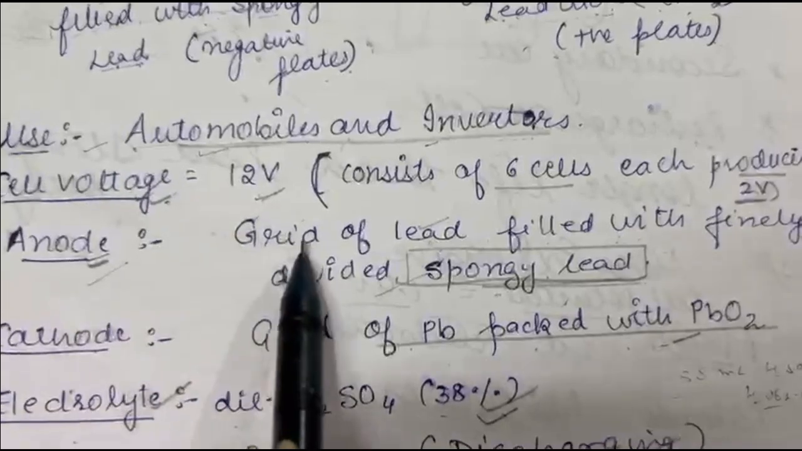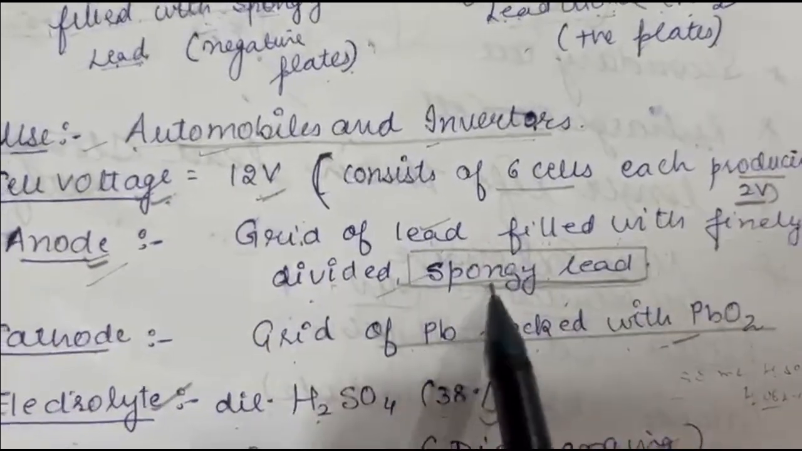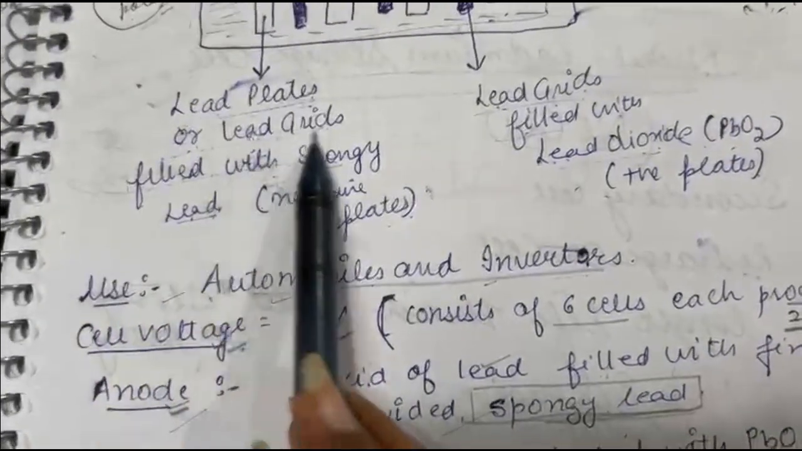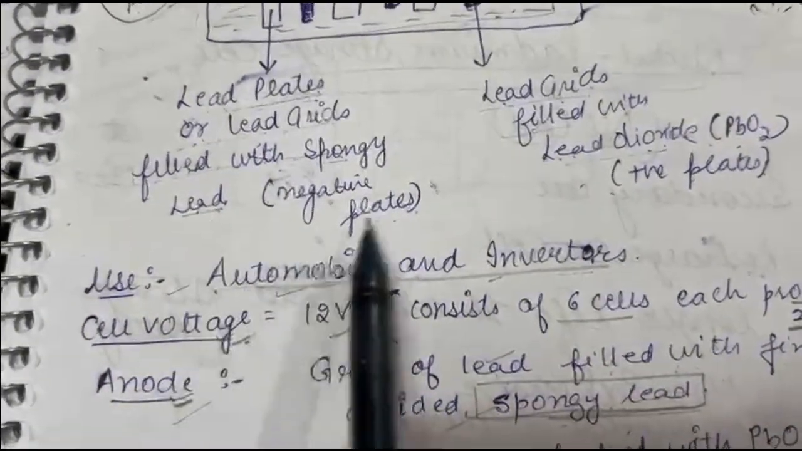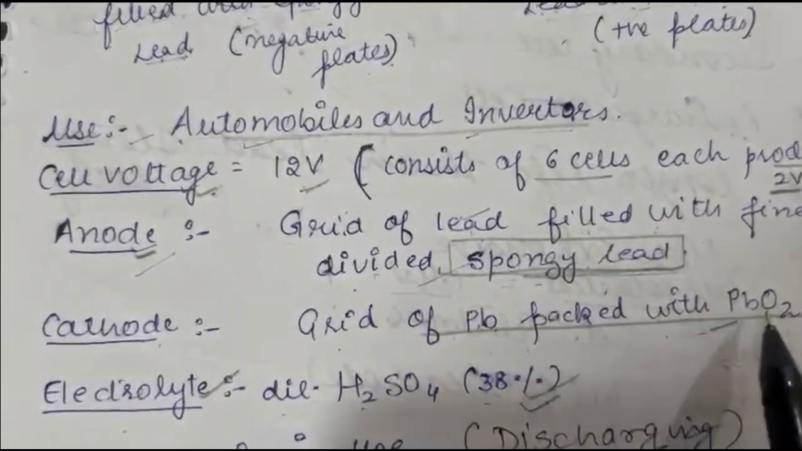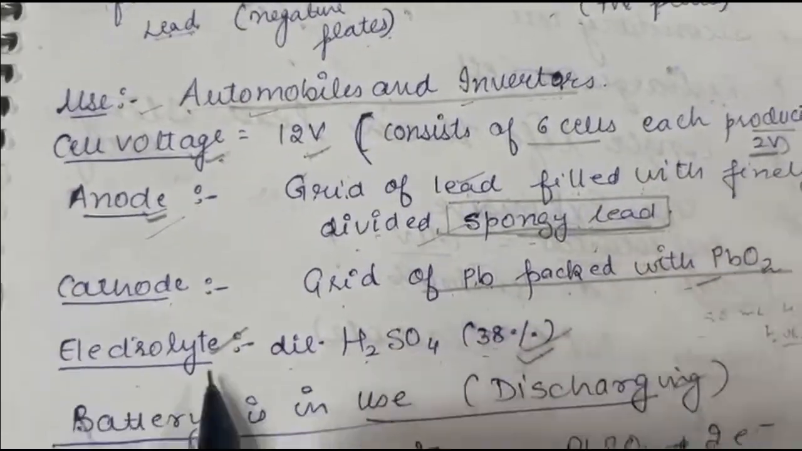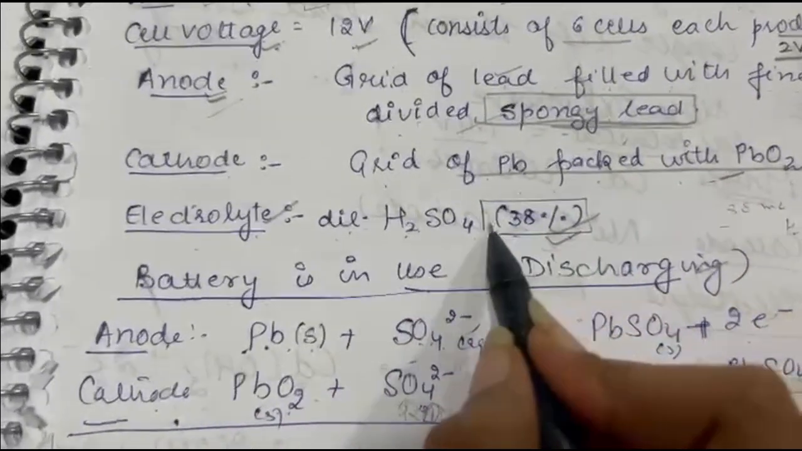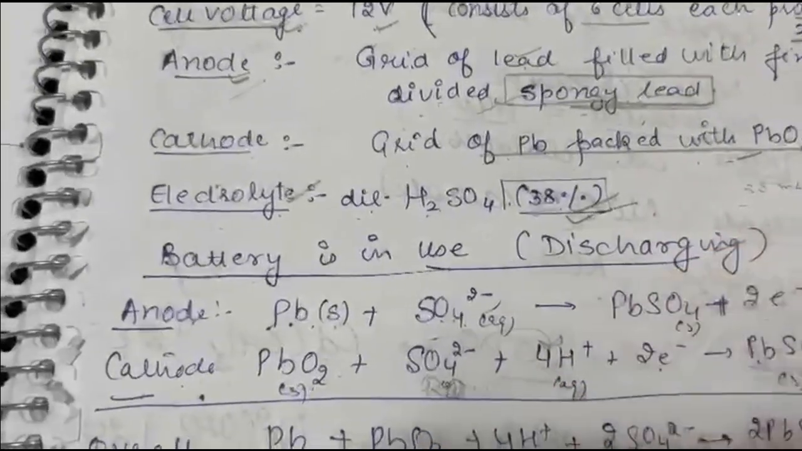Anode is made up of a grid of lead filled with finely divided spongy lead. We have already discussed that it is made up of lead grids filled with spongy lead. And cathode is made up of a grid of lead packed with lead dioxide. And the electrolyte is dilute sulfuric acid, with 38% concentration.